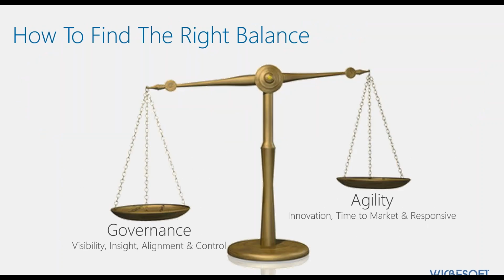So the key here is how do we find the right balance? How do we get enough governance to provide the right visibility, insight, alignment, and control, and get that on a more automated basis rather than a more manual basis, but yet have enough agility so that we're responding to the marketplace and we're being relevant as a company with the right innovation, time to market, and responsiveness to the demands of our customers.